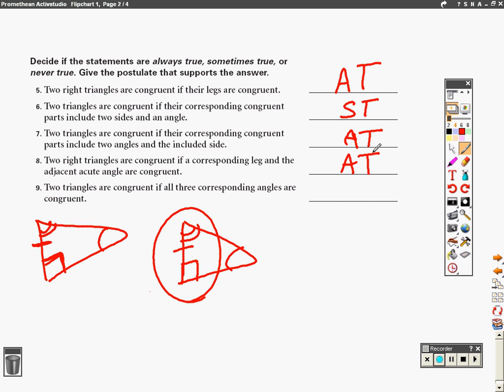Next one, 2 triangles are congruent if all 3 corresponding angles are congruent. No, because just because angles are congruent does not mean the whole triangle are congruent. But you can have 2 triangles where all the angles are congruent, but they would have to have a corresponding side also that is congruent. So this would also be sometimes true.